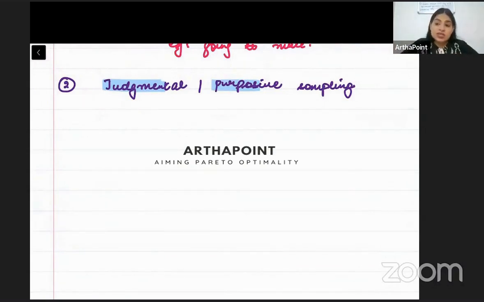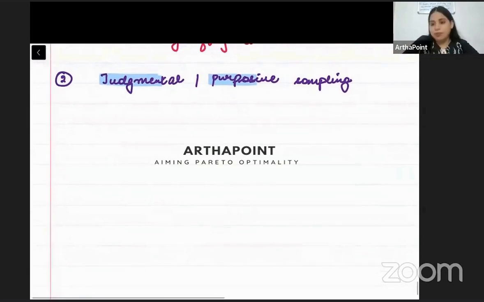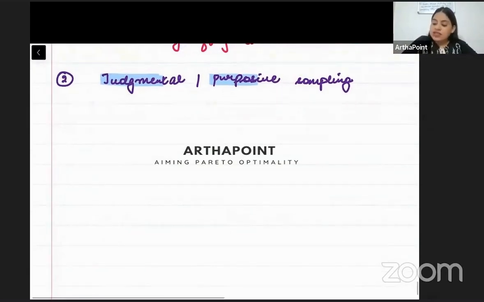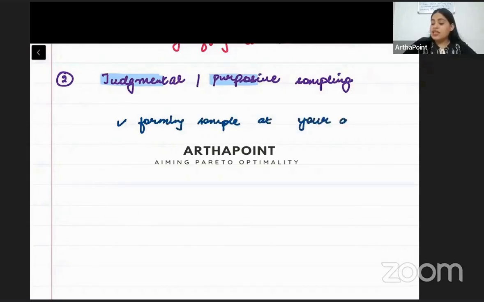I am only interested in understanding the behavior of people who want to go ahead and do masters. Otherwise, I'm not interested. So this itself becomes judgment. This itself becomes my purpose. My purpose is to look for people who want to do masters. So I eliminate the people who don't want to do masters out of my sample, right? So we can say that in this case, you are forming the sample at your discretion.